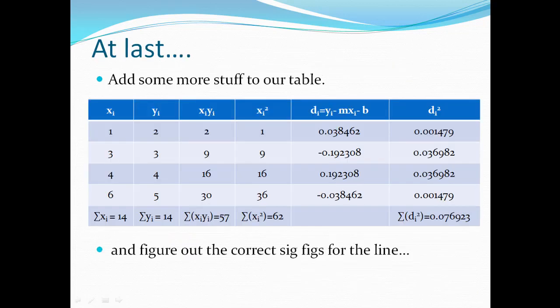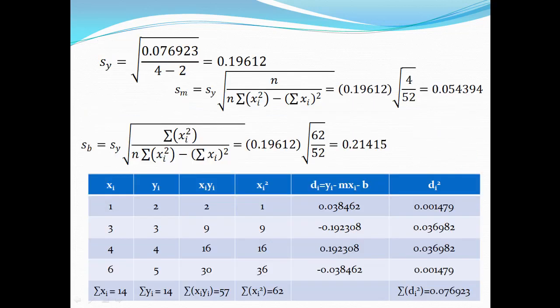And here you'll see that I've added more stuff to our table. We have the original stuff on the left, and then I've added what di is, which is yi minus mx minus b for all of the points. And then I went ahead and squared what di is, so I can get all positive numbers. That's the whole point. Once you do this, then you're ready to figure out what the correct number of sig figs for your line is. And here I'm showing it to you.